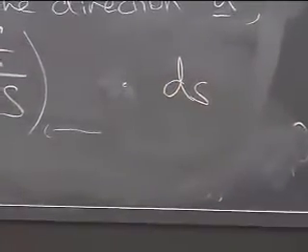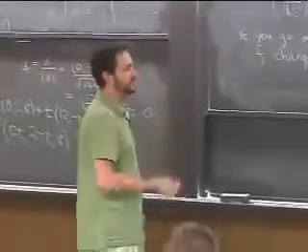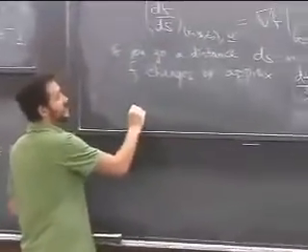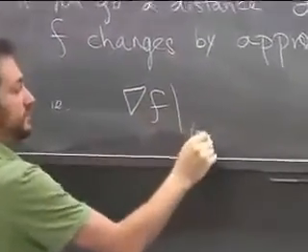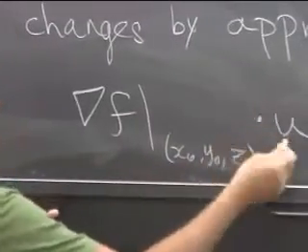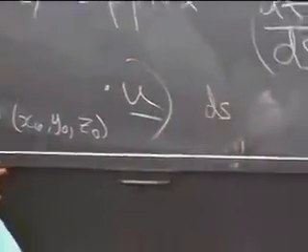Right? df is approximately, df is the change of f. So df is approximately df/ds times ds. So in other words, i.e. it changes by an amount of this directional derivative, del f dot u, which is a scalar, times the number ds, whatever that is.